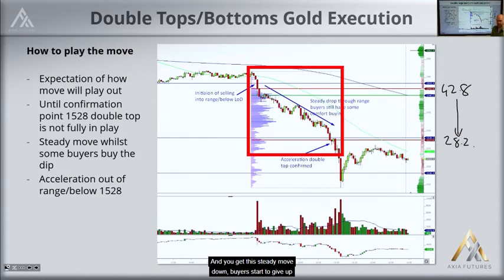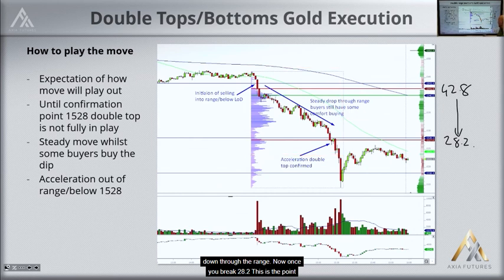Buyers start to give up. You get this steady little initiation of selling through that recent low, the low of the current day, but then you don't get this rush and panic down. You get this steady movement down through the range. And that's quite typical to see. And I'll give you another example of this in a little while. So you get the steady move down through the range.